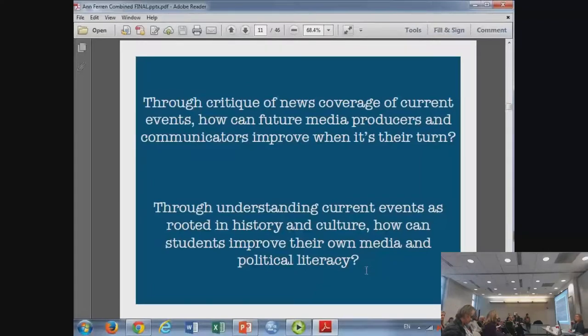I'm married to a journalist. Most of my friends are journalists. I went to Columbia Journalism School. I don't expect that students had the same education system that I did. I don't expect that they have the same media literacy or political literacy that I have.